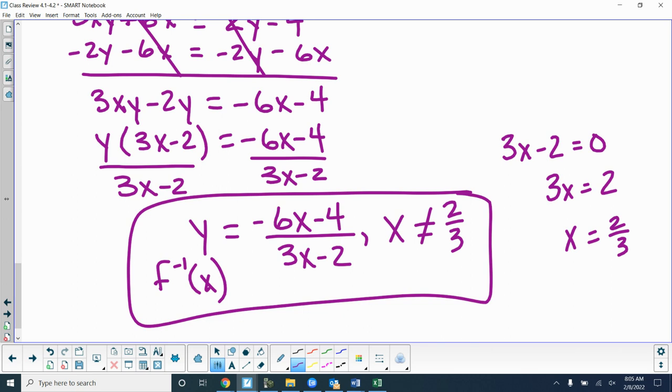So were those 4 that difficult? Not very. You guys should do well. All right? Switch your x's and y's, solve for y. All right? Number 5 is the hardest one, right?